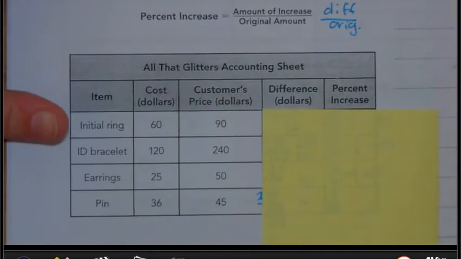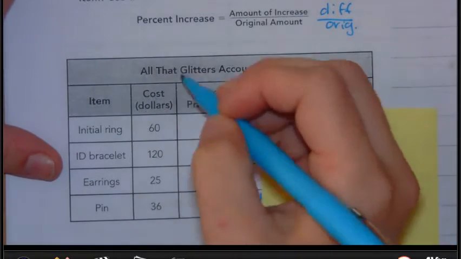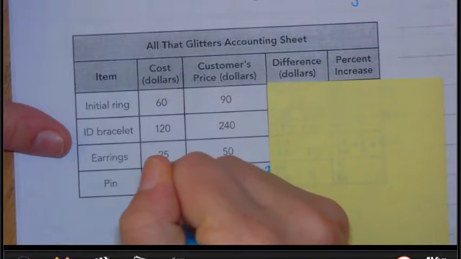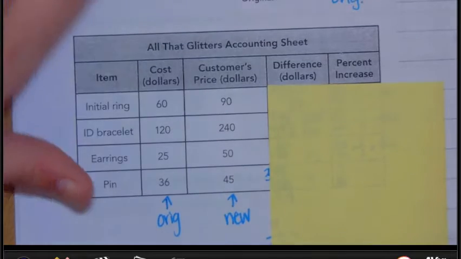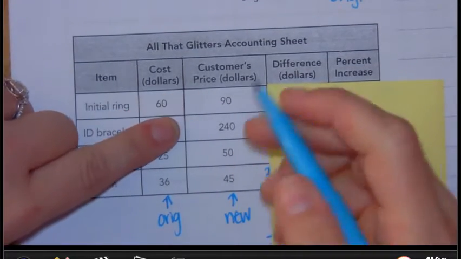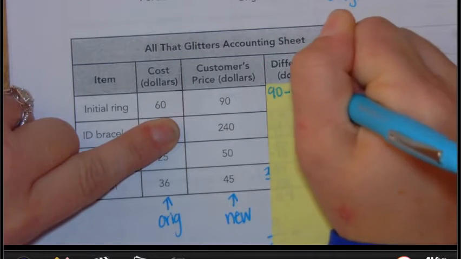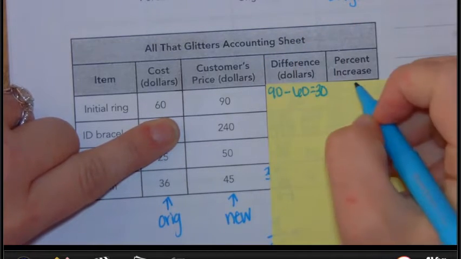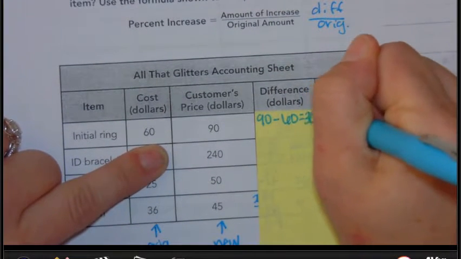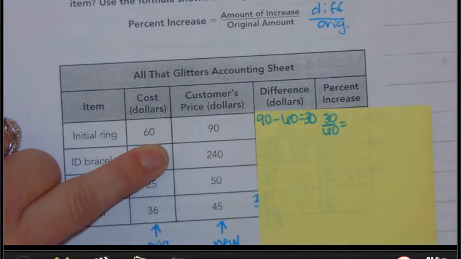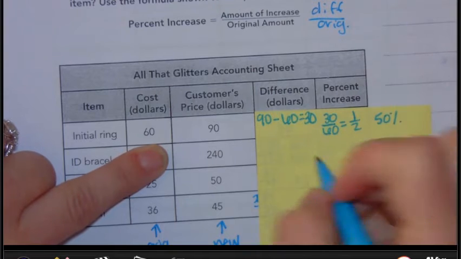All right, so let's take a look here. I have an initial ring. So initially, my original purchase price is this right here. So this is my original. Okay, and this here is my new. All right, so to find the difference, I'm going to do the new minus the original. So I'm going to do 90 minus 60, and that's going to equal 30. That's my difference. Now, to find the percent increase, I'm going to use my formula of difference over the original. So I'm going to have 30 over 60. Well, 30 over 60 reduces to 1/2, which is a 50% markup.